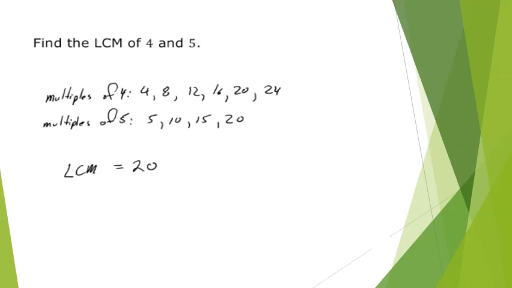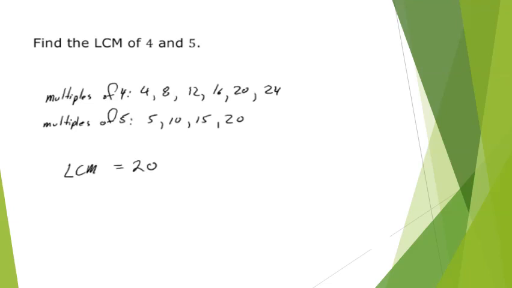When you see the acronym LCM, that means least common multiple. Multiples are basically you're taking a number and multiplying it by 1, 2, 3, 4, and so on. So 4 times 1 is 4, 4 times 2 is 8, 4 times 3 is 12, 4 times 4 is 16, 4 times 5 is 20, 4 times 6 is 24. We're going to do the same thing with 5. We're going to find the multiples of 5: 5, 10, 15, 20.